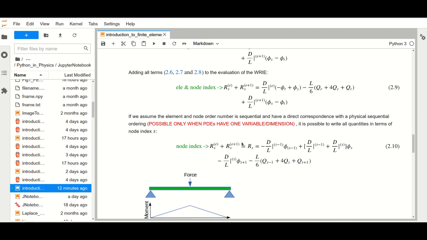2.9 can be further simplified assuming that the node order number is sequential, I have a direct correspondence with a physical sequential ordering. Then we have 2.10, and here we have one single index variable, and that is S.